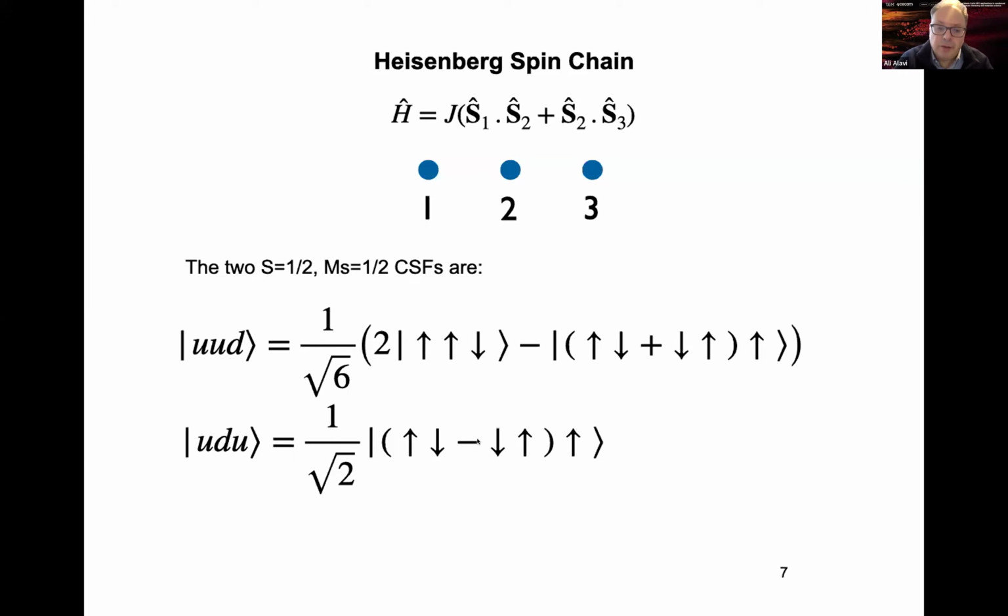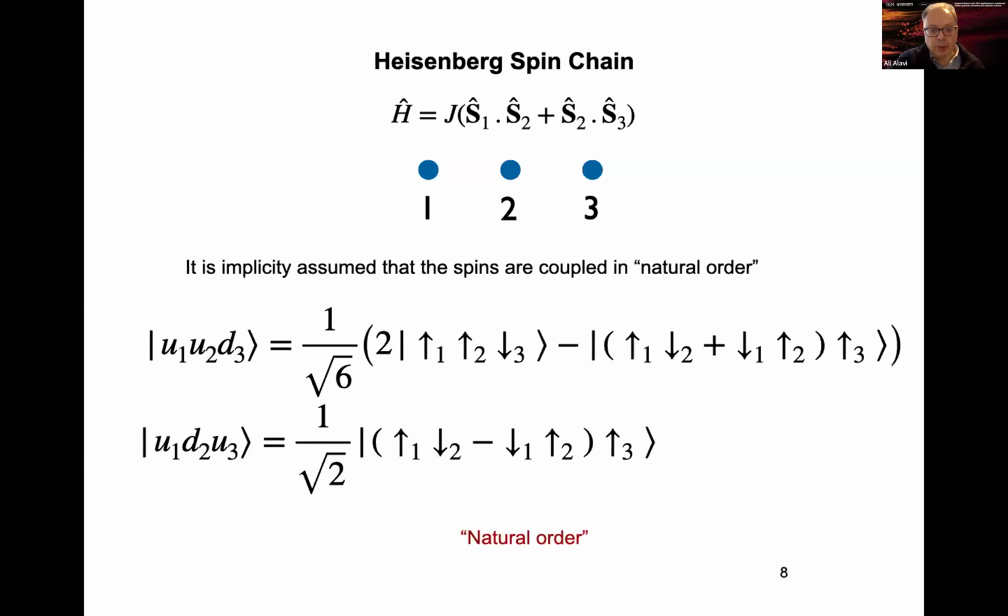Now, the point about this is that when we write this, we typically assume that we're going to spin couple the electrons in natural order. What that means is that we put the first electron in the first orbital, and then the second electron we put in the second orbital and spin couple it to the first, and then we spin couple the 3rd electron. And that produces a naturally ordered CSF.